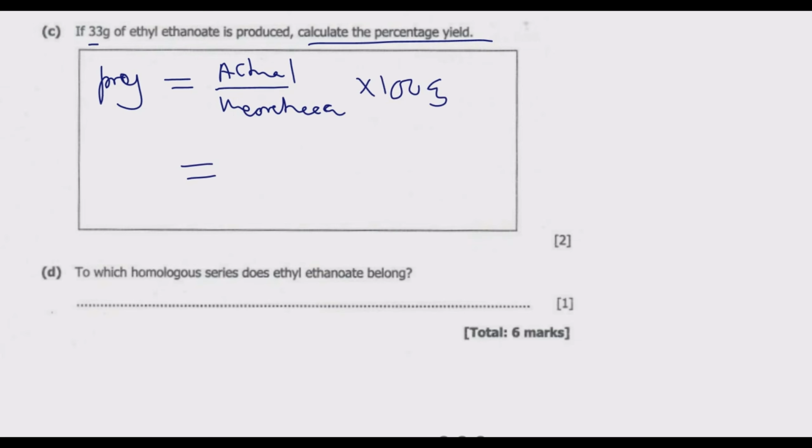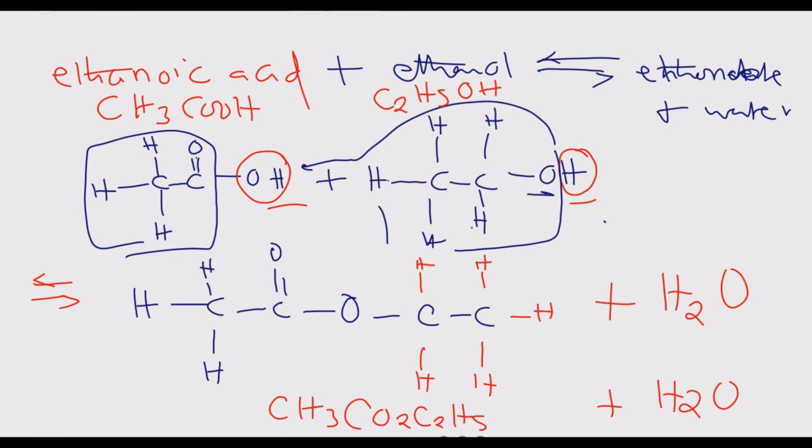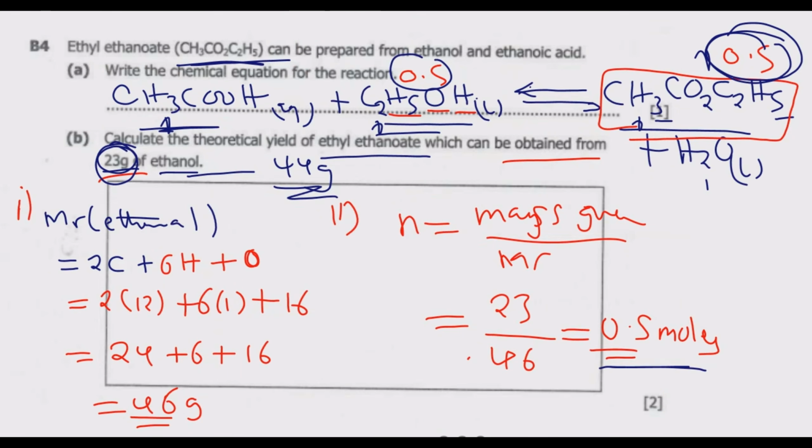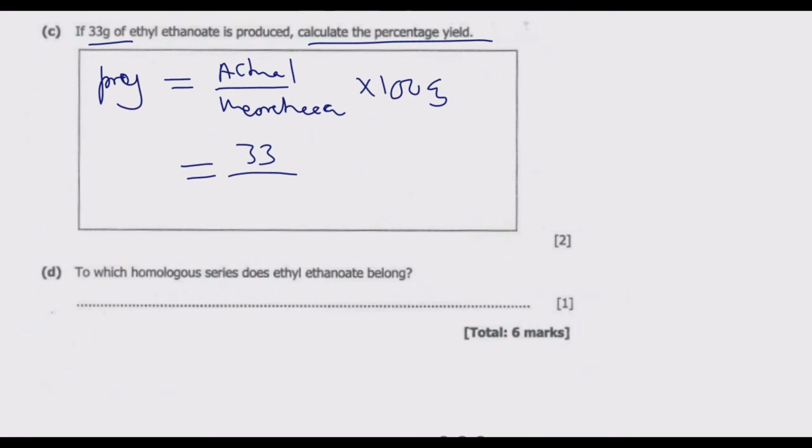So what's the actual? The actual is 33. Then what is the theoretical? Remember, the 44 we calculated there was the theoretical. So 44 here is theoretical. So it is 33 divided by 44, then multiply by 100%. Then we use our calculator and simplify that. We end up with 75%.